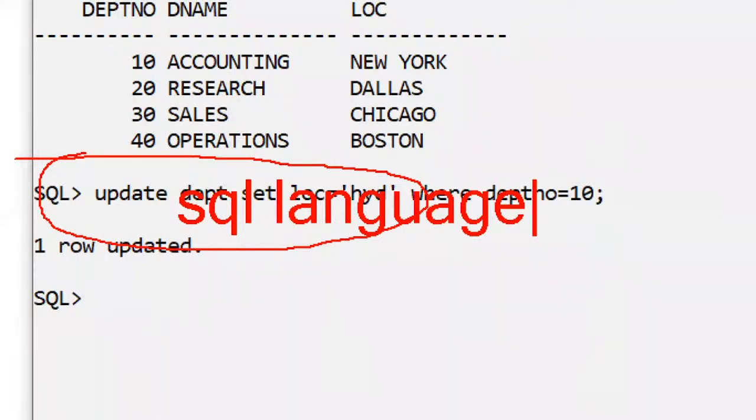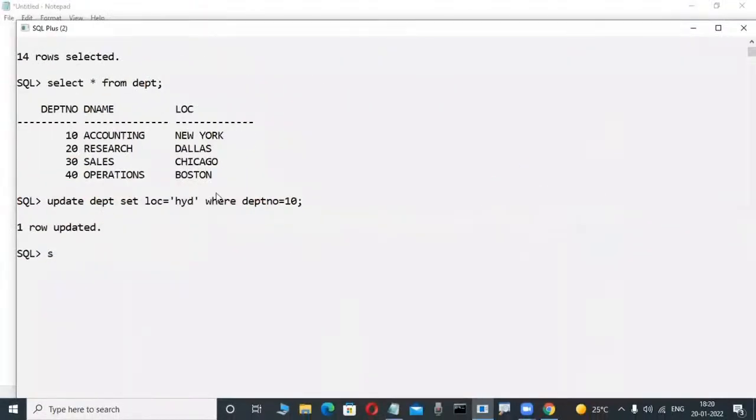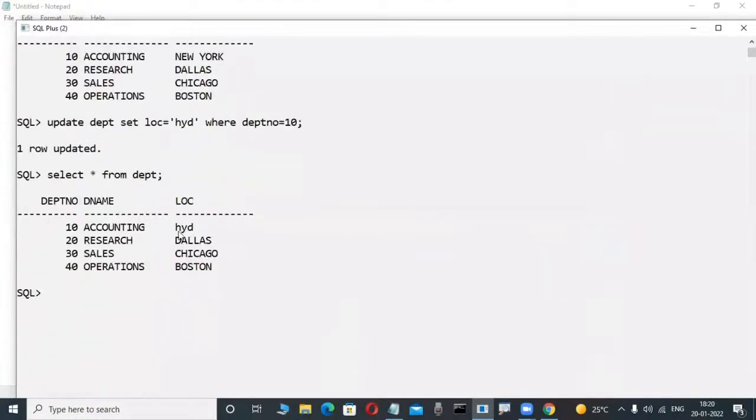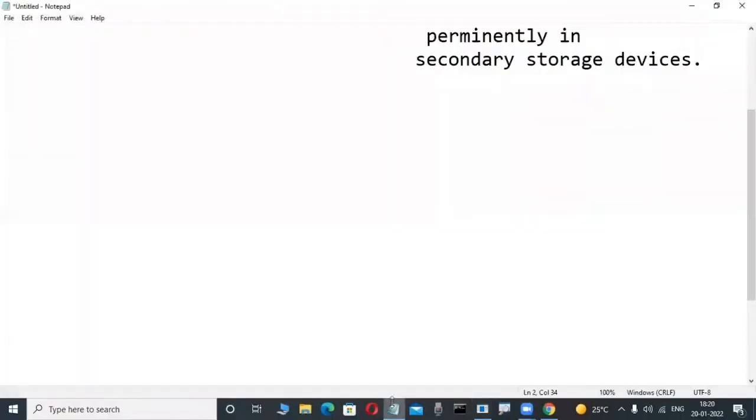Now, observe it here. Once we are writing this type of coding, this is called SQL language, then automatically it is affected in your database. Observe it here. In the previous case, New York is there, but in this case, Hyderabad is the location, is it there or not? Yes. That's why always observe it here.